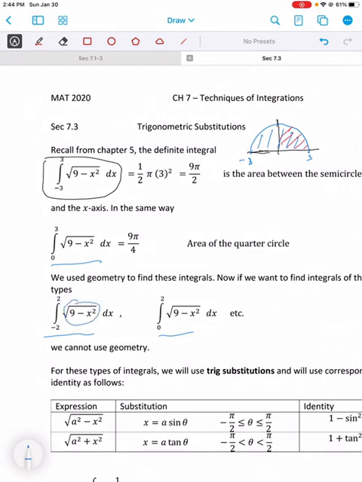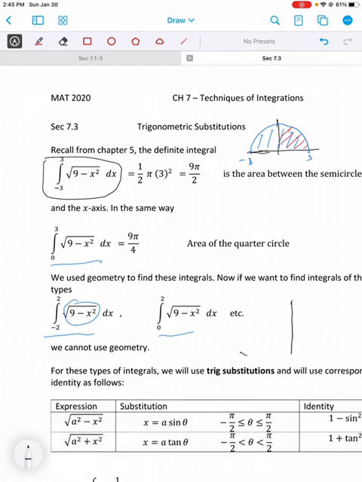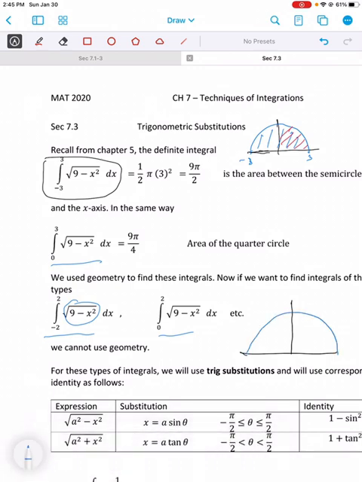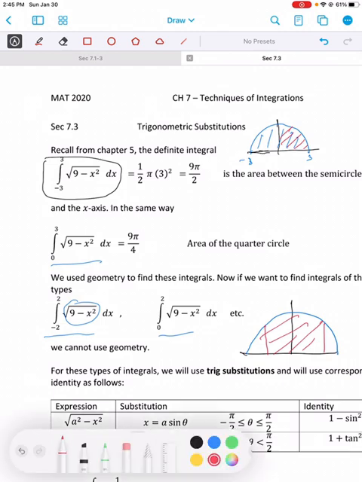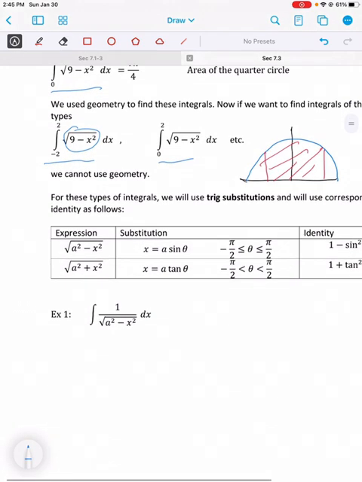Now if you note, these are still the equation of the semicircle with radius 3, but now we are talking about area from -2 to 2. So imagine that we are looking at something like this. We have our semicircle, but now instead of going from -3 to 3, we are somewhere here and we want this area. So how do we evaluate these? This cannot be done by using geometry, so we need calculus for this, and for that we need trig substitution.